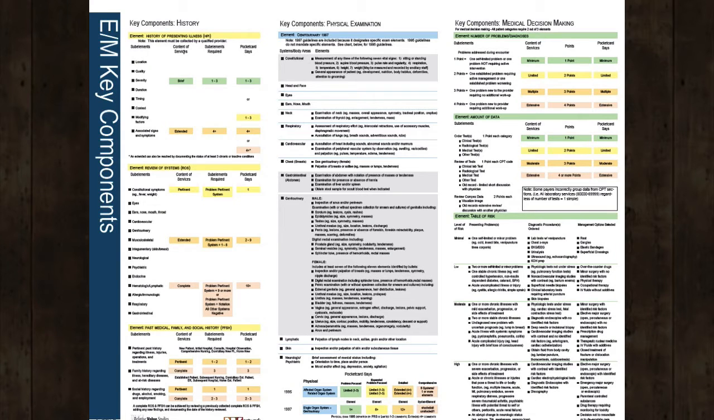Now, if you don't know what those numbers really mean, you go to the wall chart. This has all the elements of the history. We have the 97 physical exam, and we'll talk about why in a few minutes. And then we have the medical decision making. So these are the details behind what's in the Paki Card.